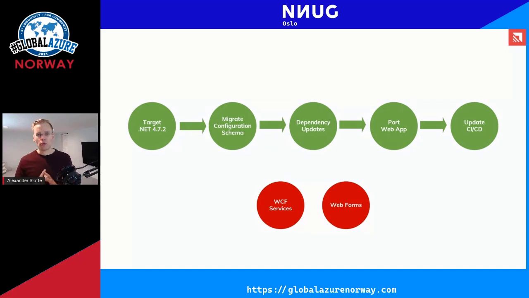So let's start off with the first one here, which is upgrading and targeting our application to .NET 4.7.2 and see what that really means.